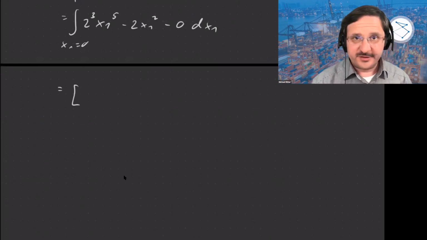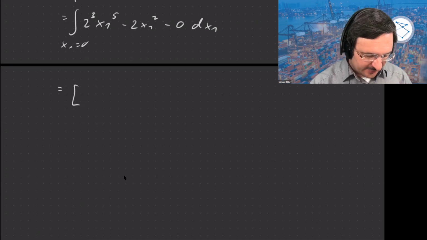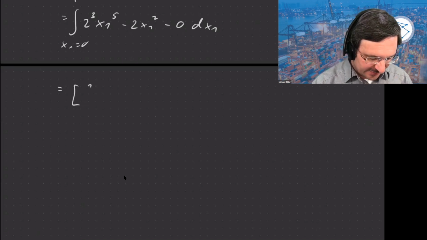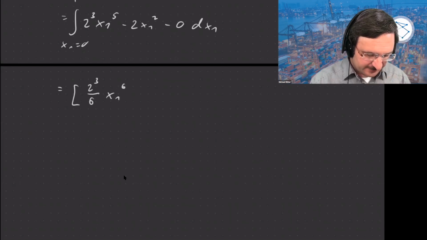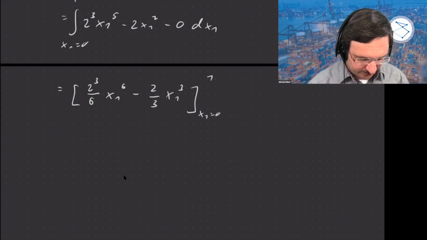And let's compute this integral. So integrating this with respect to x1, we get, let's see, 2 to the power of 3, x1 to the power of 6 over 6, minus 2 x1 to the power of 3 over 3, x1 from 0 to 1.